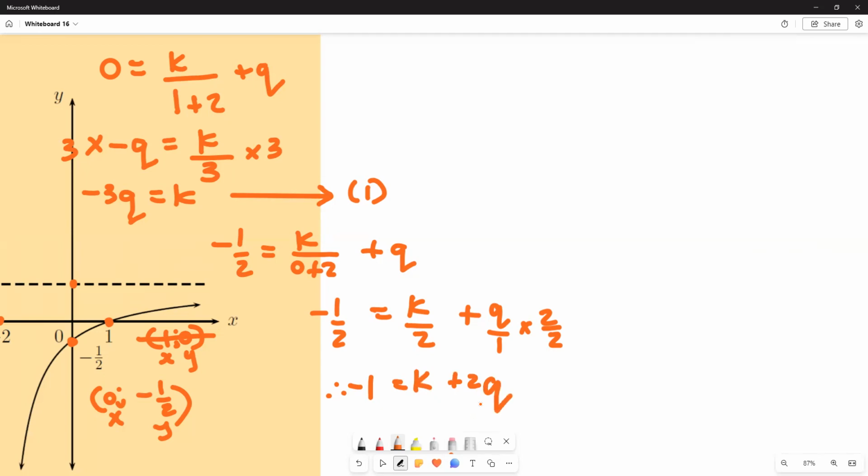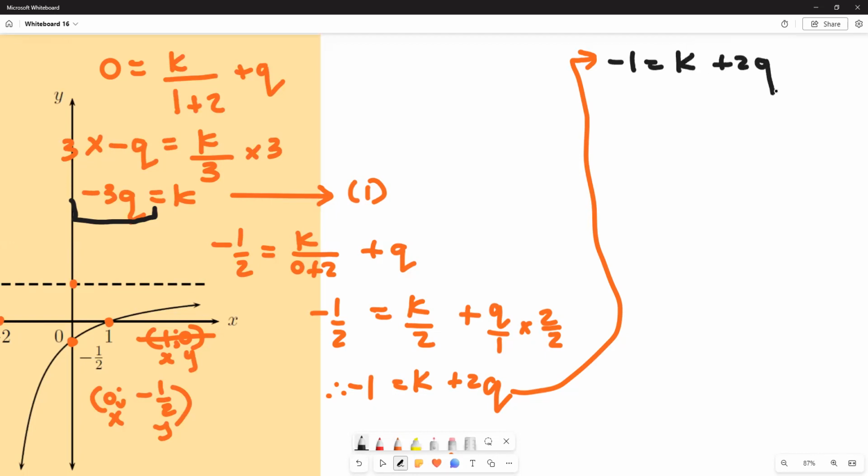Perfect. But okay, let me just show an arrow from here. We're going to move there. Before I go there, remember we said where we see k, we can put negative 3q, because k equals negative 3q. So I'm going to rewrite this. So I have -1 equals k plus 2q. But here I can replace, because this is the same as k. So I'm writing -1 equals, where I see k, I'm going to put negative 3q plus 2q.